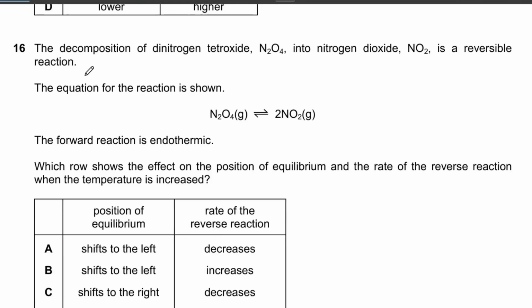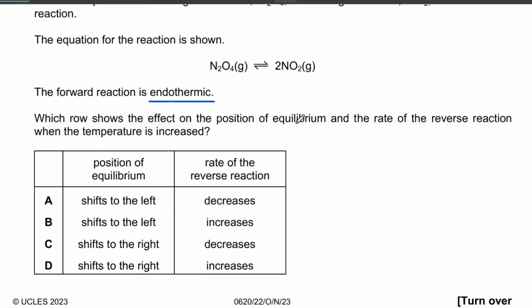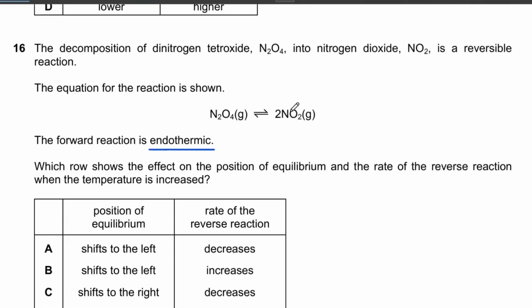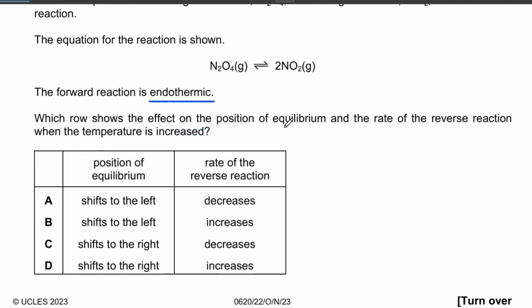Question 16. The decomposition of dinitrogen tetroxide into nitrogen dioxide is a reversible reaction. The equation for the reaction is shown. This is it. The forward reaction is endothermic. Take note of that. Which row shows the effect on the position of equilibrium and the rate of reverse reaction when the temperature is increased? So already here, we are told that the forward reaction is endothermic. So since the forward reaction is endothermic, when we increase temperature, the equilibrium will shift to the right, which means that reverse rate increases. Why would the equilibrium shift to the right?